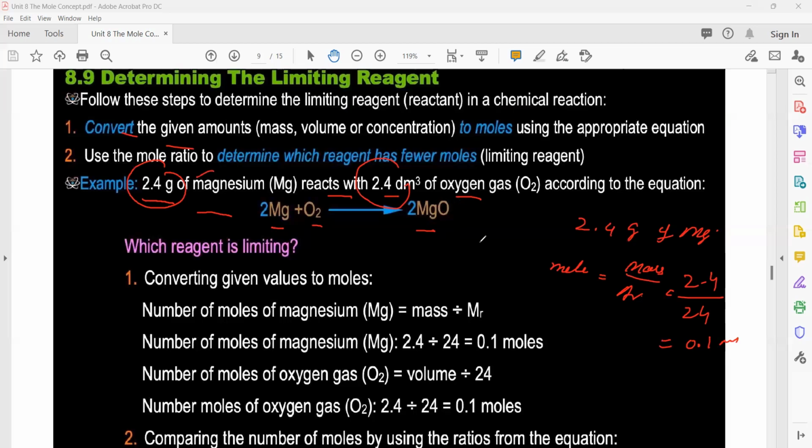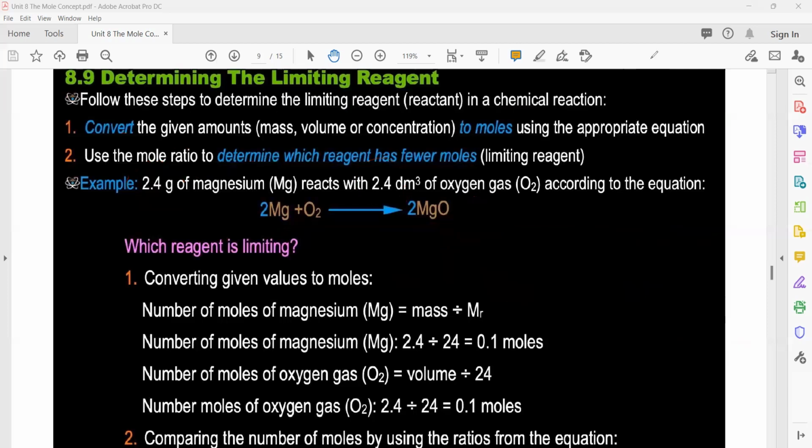Now oxygen. We have here volume of oxygen is 2.4 cubic decimeter. I need the moles. What is mole? Volume over 24. So it means 2.4 divided by 24, again 0.01. So I converted magnesium also into moles and oxygen also. The first step is completed. Got it? Now do the second step. I will compare them. See now.